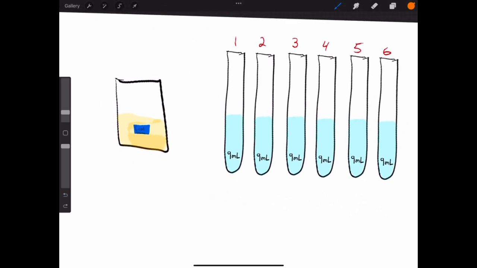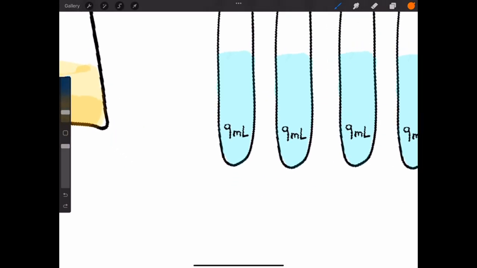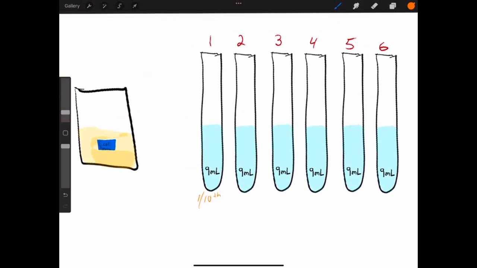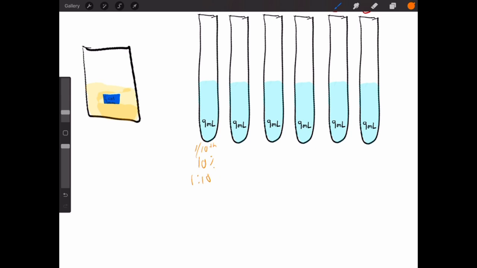is we're going to do 6 here. Each one of these test tubes has 9 milliliters of water in it, and we're going to take 1 milliliter of our solution here and add it to our test tube. So then it becomes 1/10 of that test tube. So it's 10% of that test tube, or a 1-to-10 ratio of that test tube. And so another way to write 1/10 or 10% or 1-to-10 or 0.1 is 10 to the negative 1.